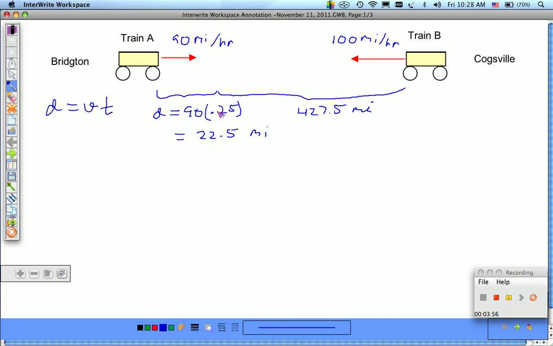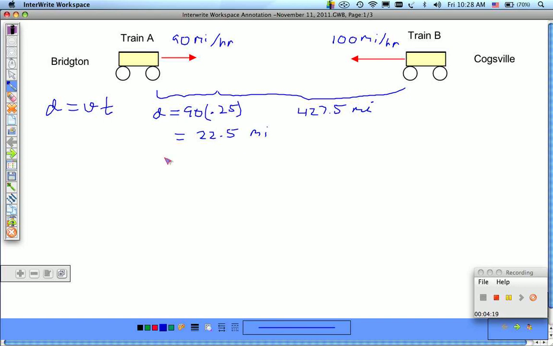But since train A has a head start of 22.5 miles, it is at this point in time that train B is going to leave Cogsville heading west, and we want to find out when and where the two trains meet. That's sort of the operative here. Although the problem says at what time, so we're eventually going to find out when they meet.